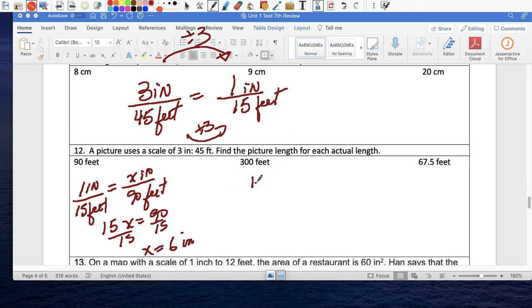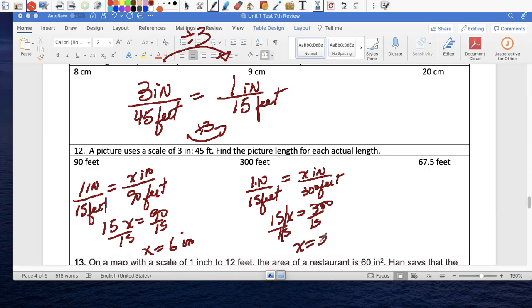300 feet. 1 inch is 15 feet. X inches, because that's what I'm trying to find. And we have 300 feet in real life. How do I draw that? Well, cross multiply, we have 15x. 1 times 300 is 300. Divide by 15, divide by 15. X equals 20 inches.